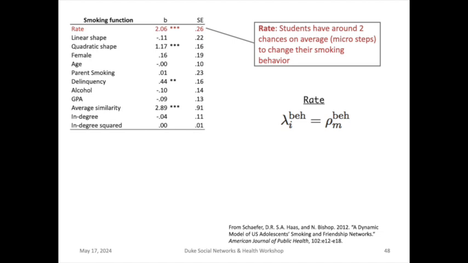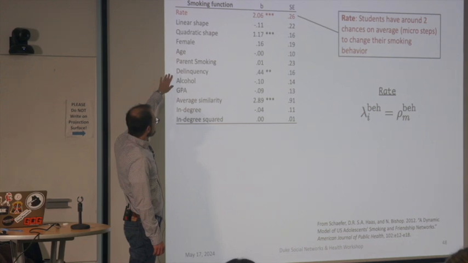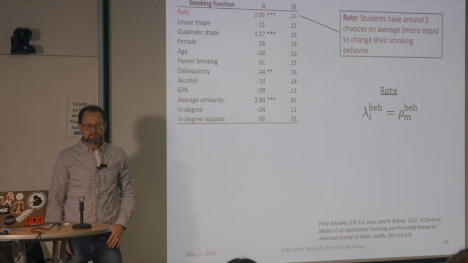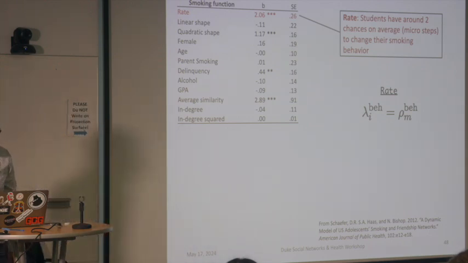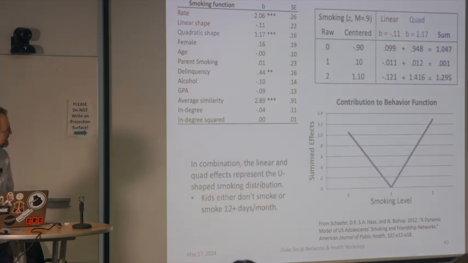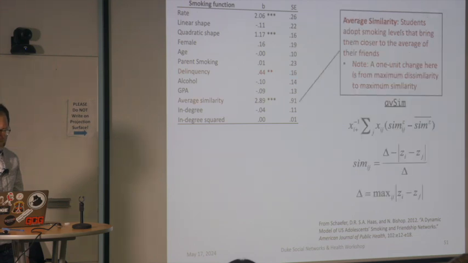Okay, here's what a behavior function would look like. We've got our distribution effects earlier. These are all just effects of different attributes. And then our average similarity stands out as being the strongest, almost the only effect here. So you can walk through and look at what these mean. This is the U shape for smoking that I mentioned earlier and how that's calculated. Here is how we think about average similarity.